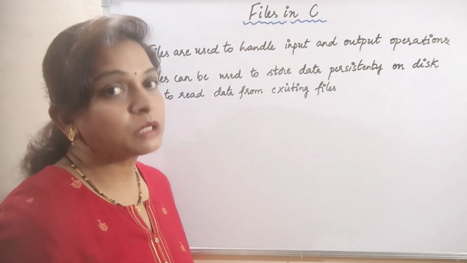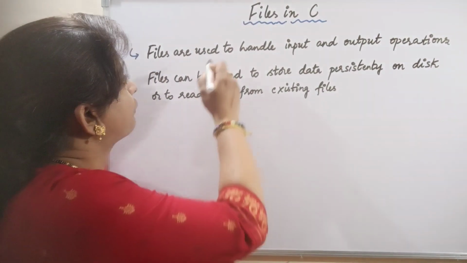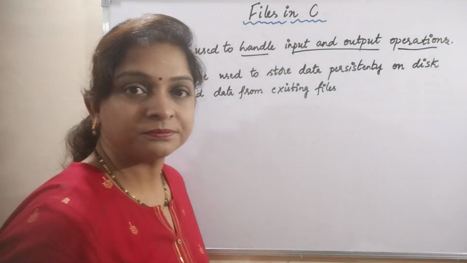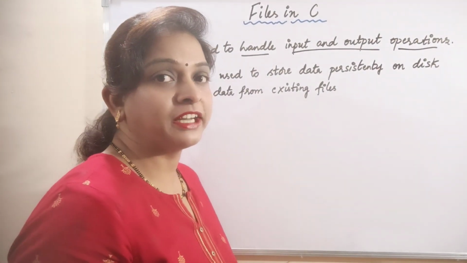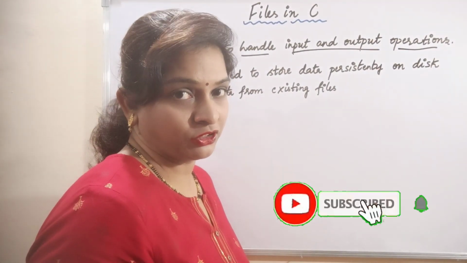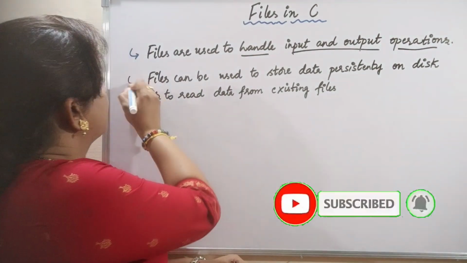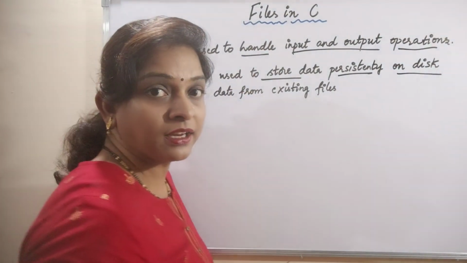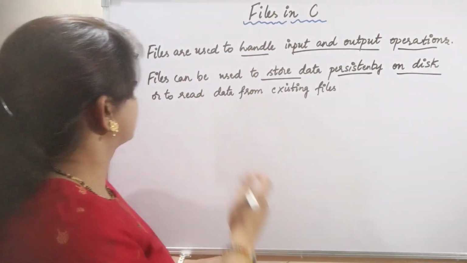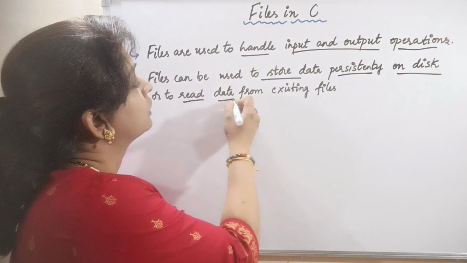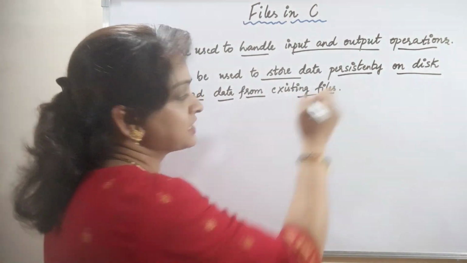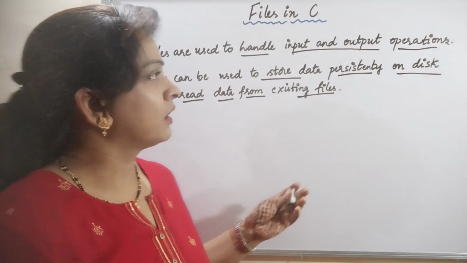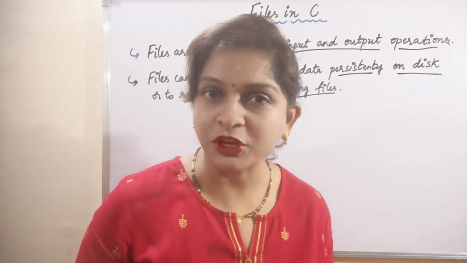Files in C. So what actually is a file? Files are used to handle input and output operations. So we can input the data and we can also output the data into the file. Files can be used to store data persistently on the disk. I can store the data onto the disk, or I can use it to read the data from existing files. So what actually is this storing, handling input and output operations?